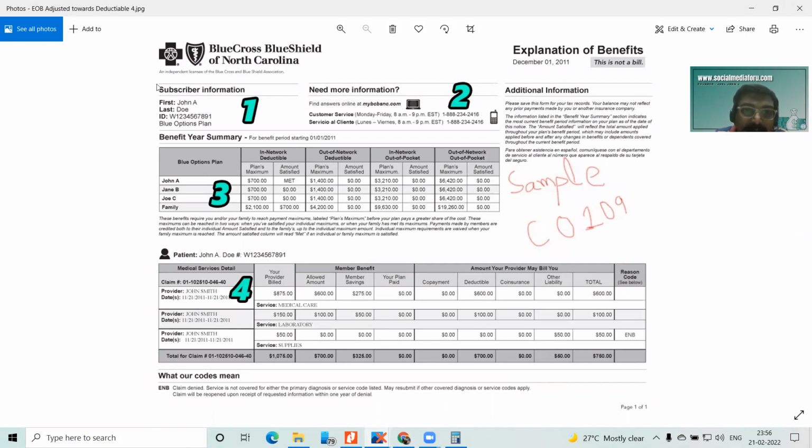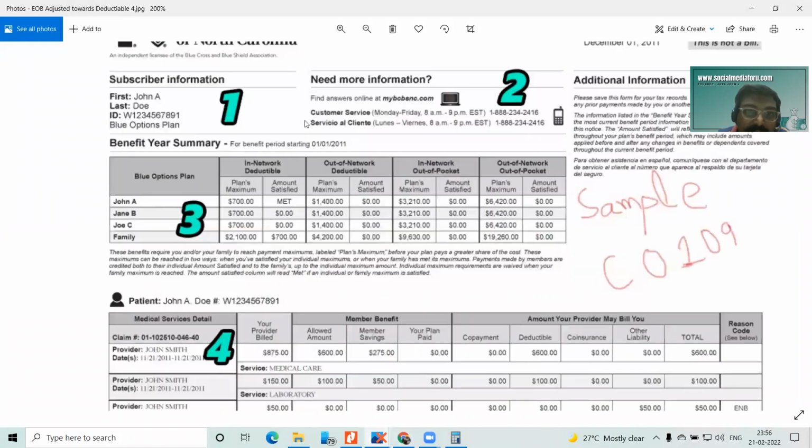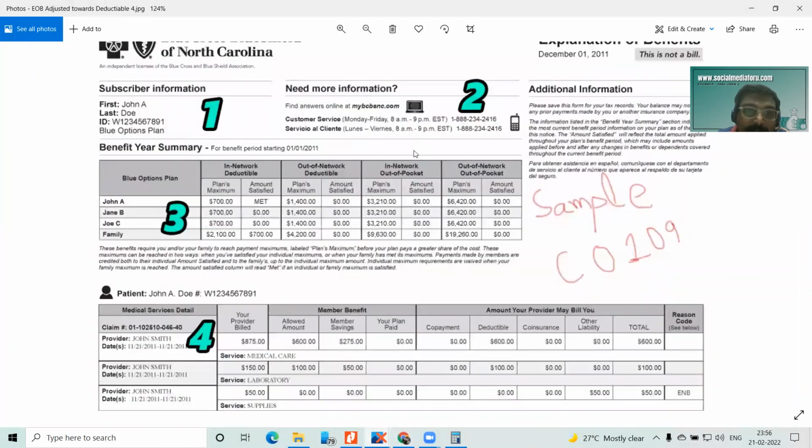Here you have the subscriber information. So if you need more information, you have to call the customer service, their date and time of service and the timing. And here it's given in Spanish, I guess. Okay. And here you have the scenarios.